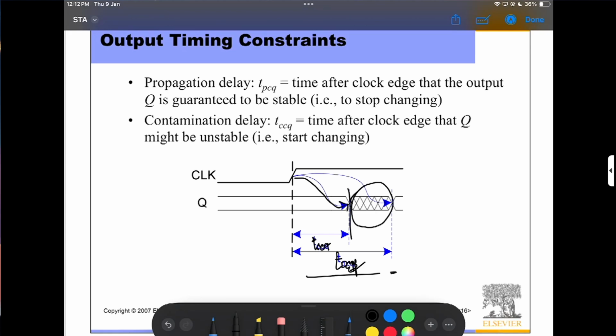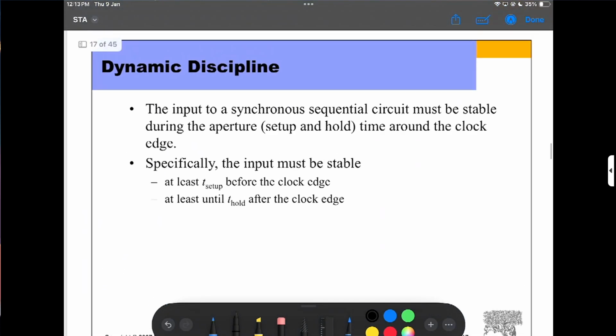So this is the total propagation delay, t_PCQ: the time after the clock edge that output Q is guaranteed to be stable, to stop changing. So after that my output is purely stable. But in contamination delay, t_CCQ is the time after the clock edge that Q might be unstable. So we don't know whether the transition will occur or not. The t_CCQ, contamination clock-to-Q delay, is a little bit confusing. Sometimes it may be unstable, and that's the case we see.